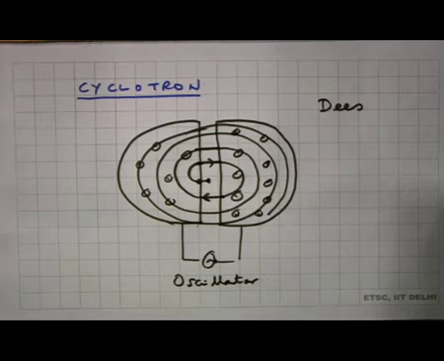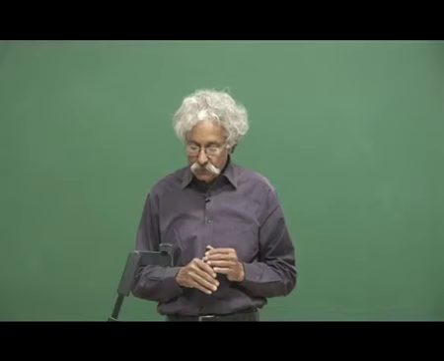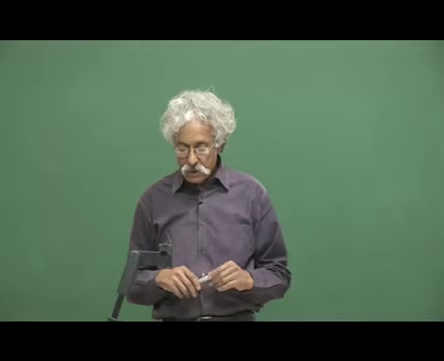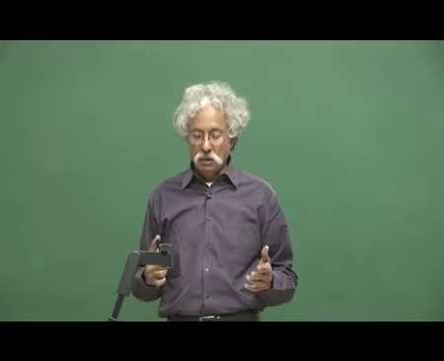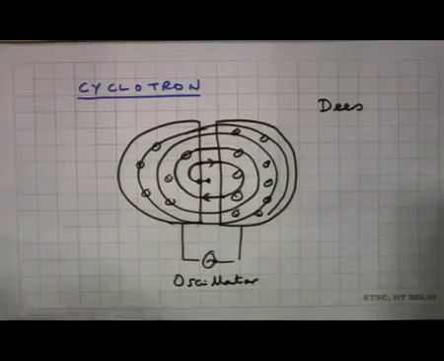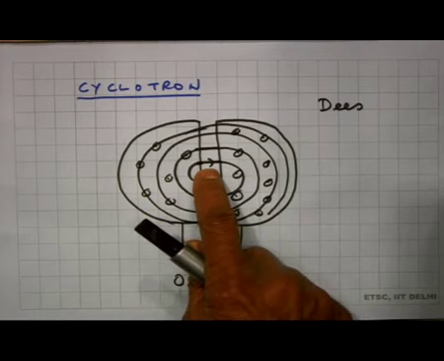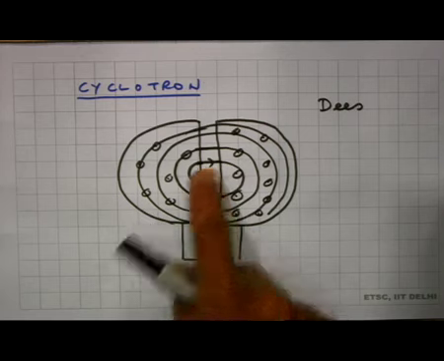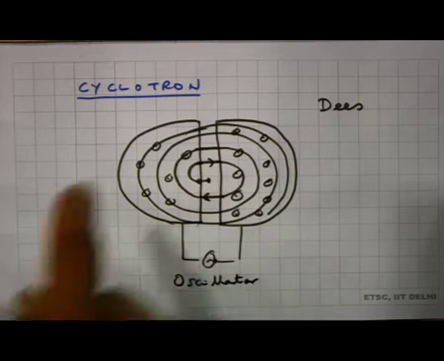So what we are seeing is I am using the electric field to accelerate the particle when it appears in the space between the two Ds. I am using the magnetic field to make it circle along a circular path. Magnetic field does not speed up the particle, but allows the particle to take a circular orbit and come back to the space between the two Ds. The electric field between the two Ds ensures that the particle gets accelerated every time it comes to this space.